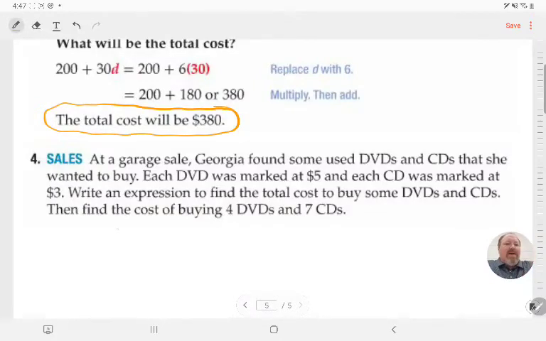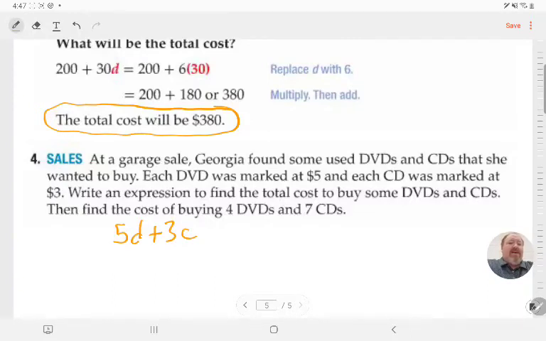Now we know that it's $5 per DVD. So we can assign a variable of D. And then she also wants to add, so we're going to add to that, she wants some CDs. We know it's $3 a CD. We can assign a variable of maybe C, so 3C. So her total cost would be $5 for however many DVDs she wanted, and then add to that $3 per CD for however many CDs she wanted.